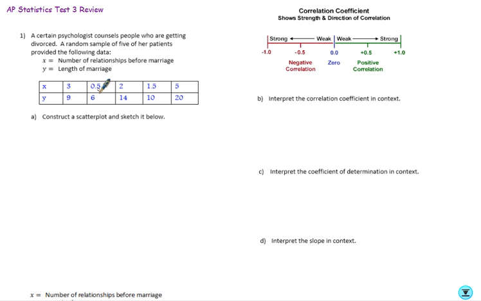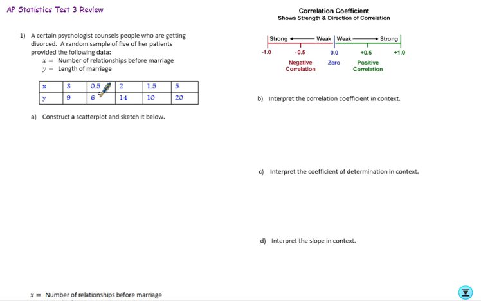You might wonder about the 0.5 of a relationship. They don't really tell us in the problem, but if we were to speculate, we could assume maybe that was one person that they dated, but it was not too serious of a relationship, right? So that's maybe how we could think of the decimals.